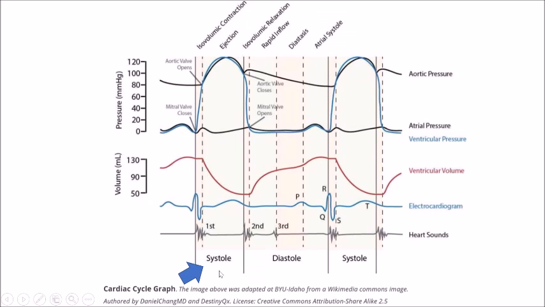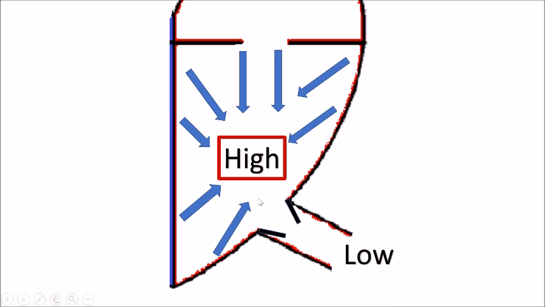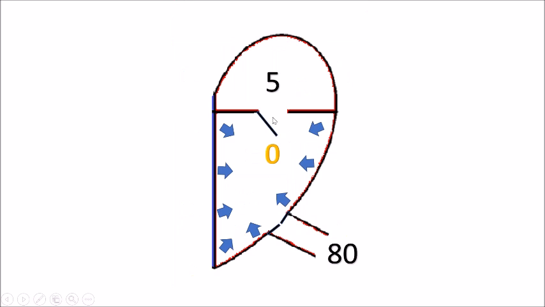So think about it for a sec. During systole, if the heart muscle is contracting, what will the pressure do inside the ventricle? So it's going to increase. And that high pressure, which valve is it going to affect as it goes on up? It's going to affect the mitral valve. The instant it passes 5, the mitral valve is going to be closed.